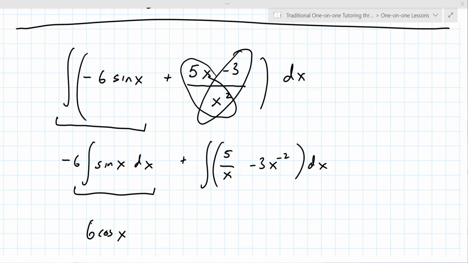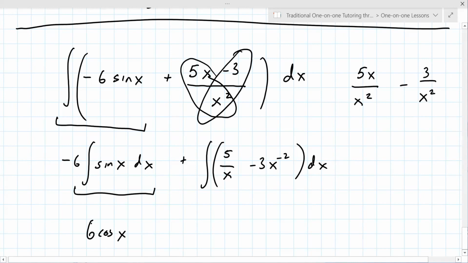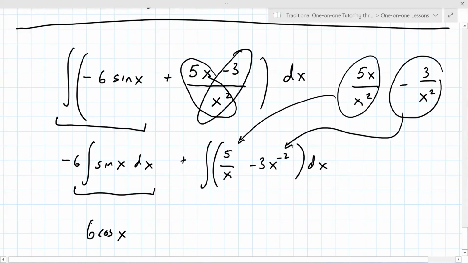Wait, how did you do this? You divide both of these, so you divide 5x over x squared and minus 3 over x squared. This one becomes 5 over x, and this one becomes minus 3x to the minus 2. How does it become 5 over x? One of the x's on top cancels one of the x's on the bottom: 5x over x times x. These cancel.